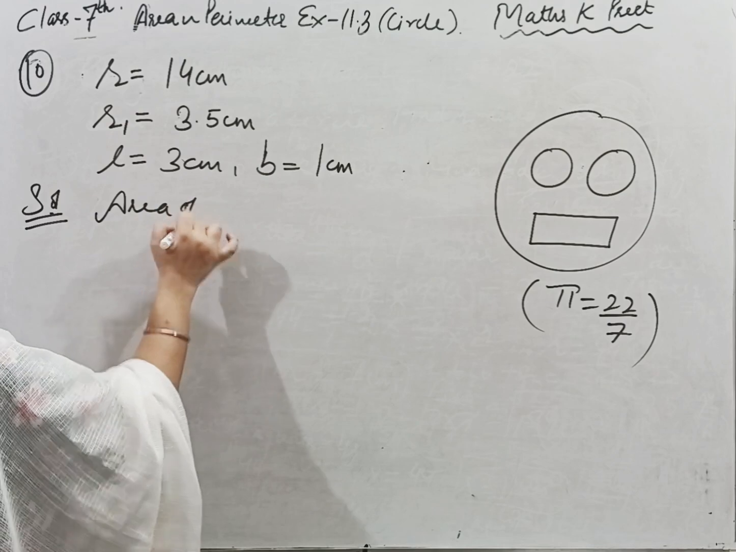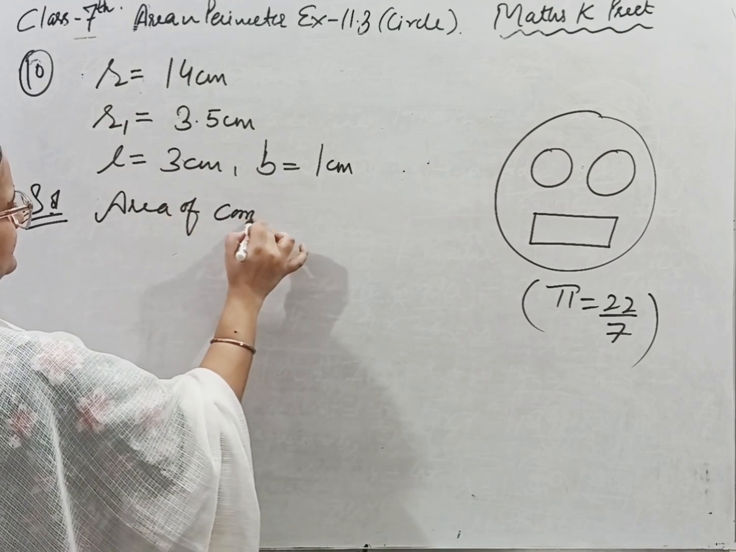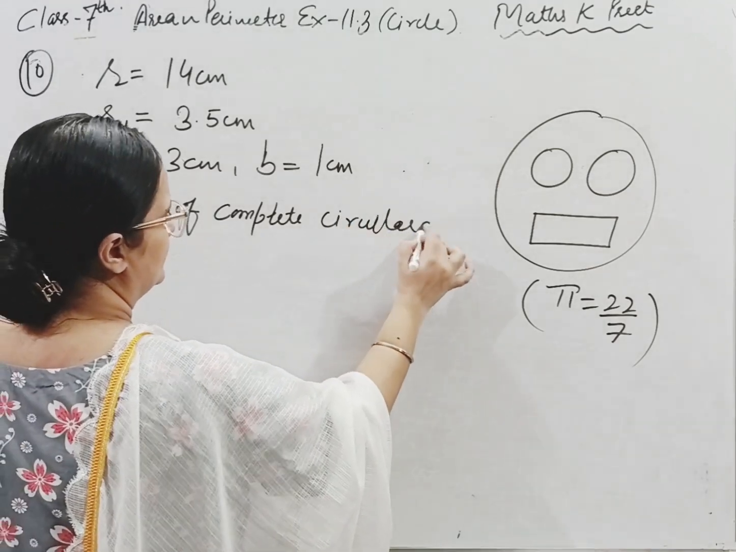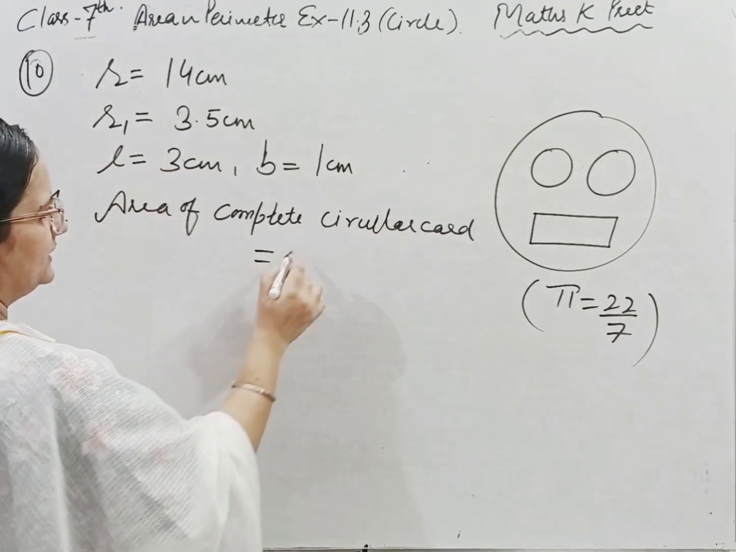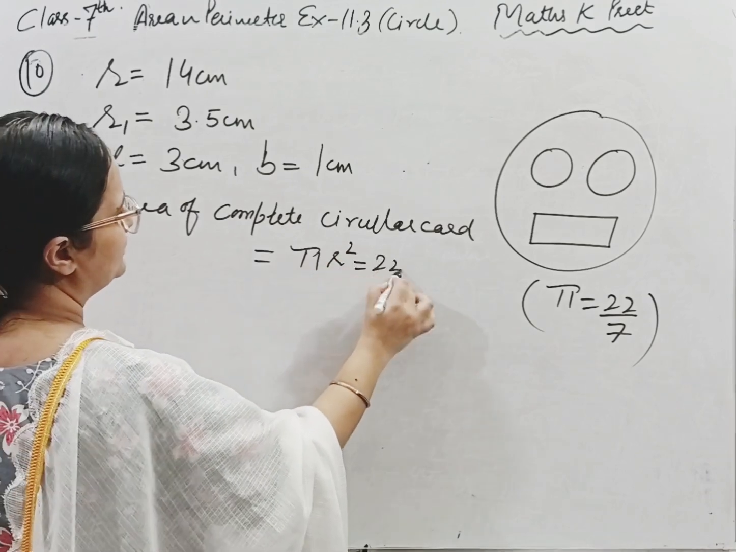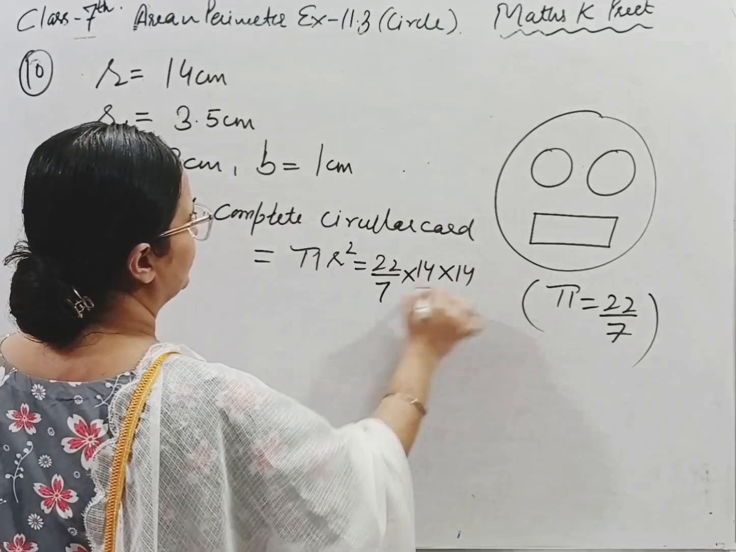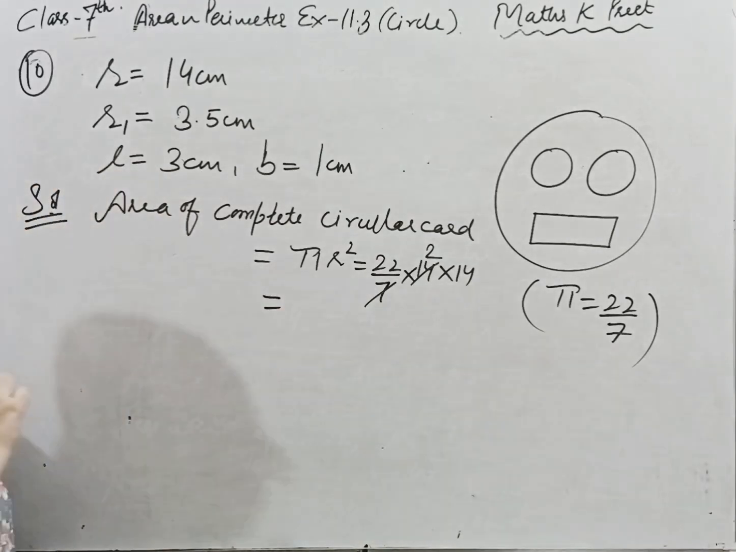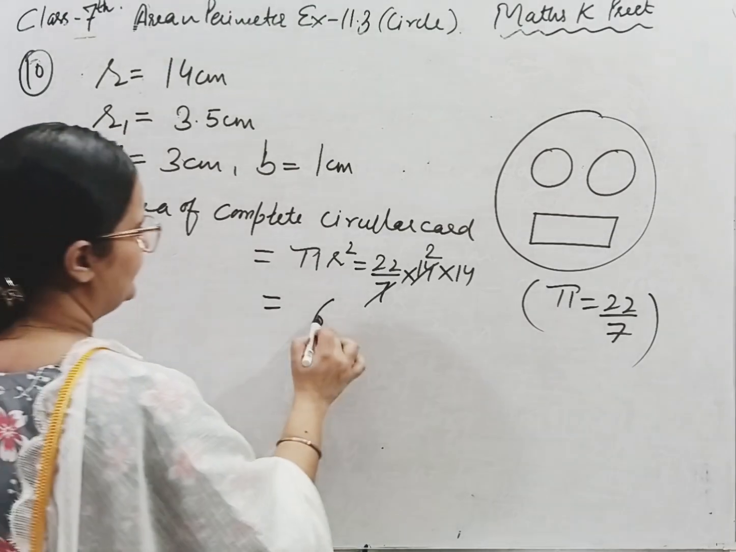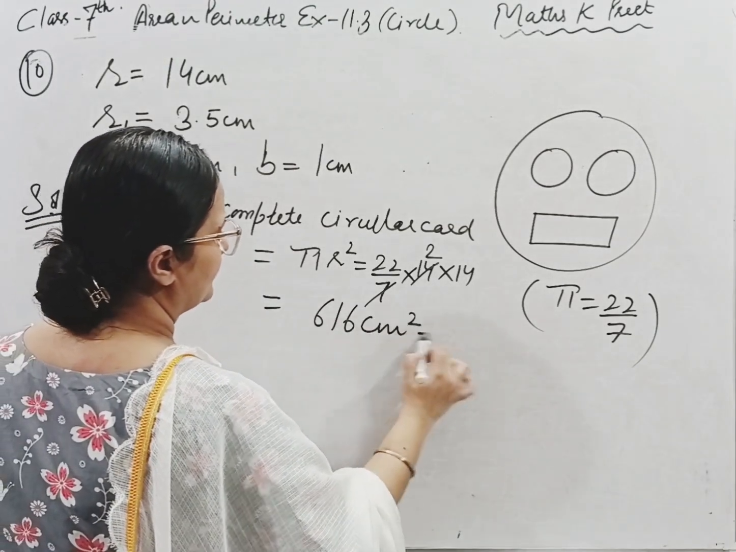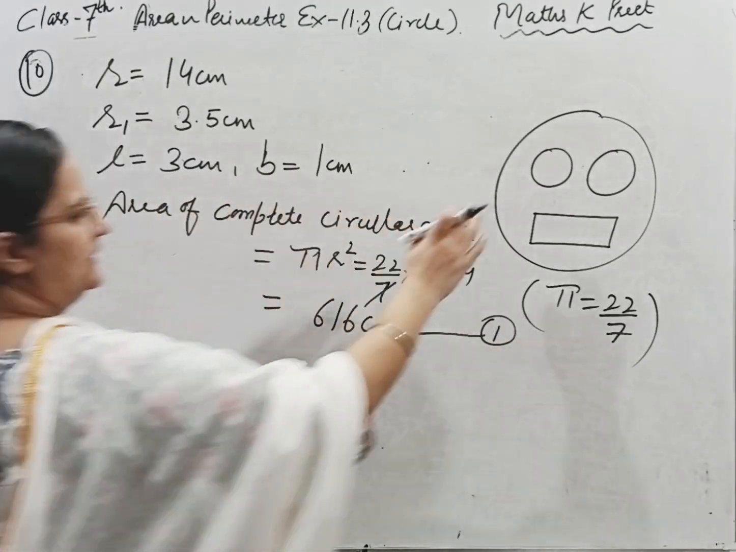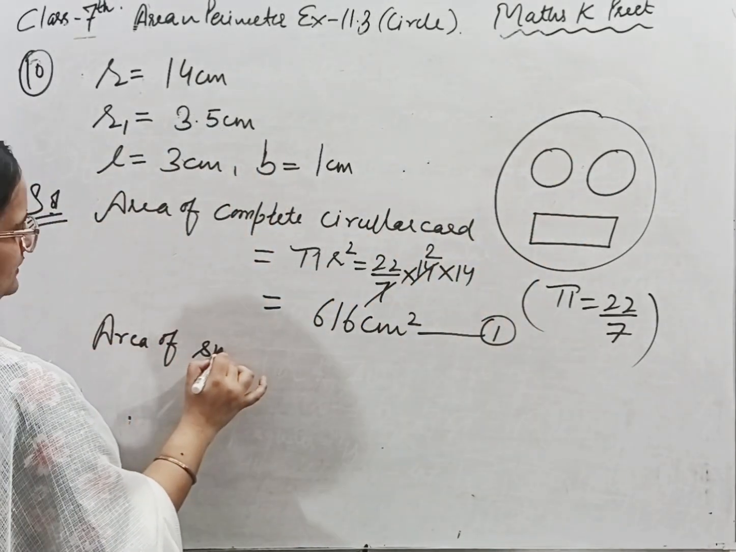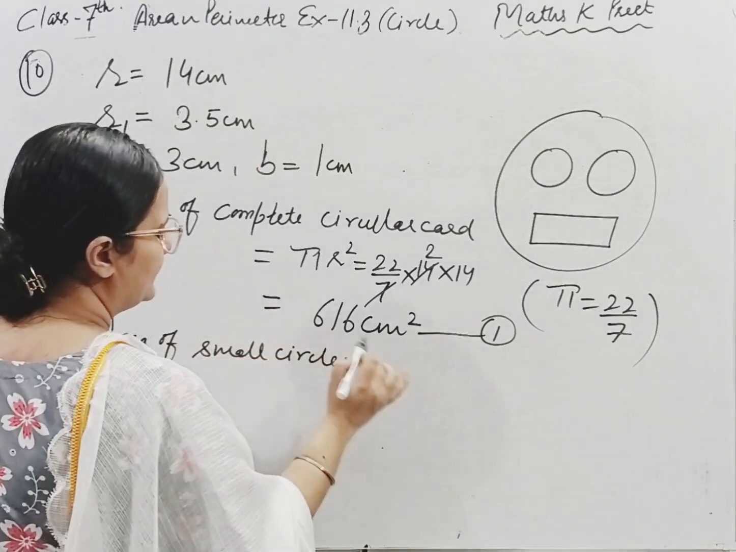We'll write area of complete circular card. The complete or full circular card area will be pi r square. Pi I have to take as 22/7 into 14 into 14. 7 2s are 14. So here this area is what I am getting, 616 centimeter square. Mark it number 1.